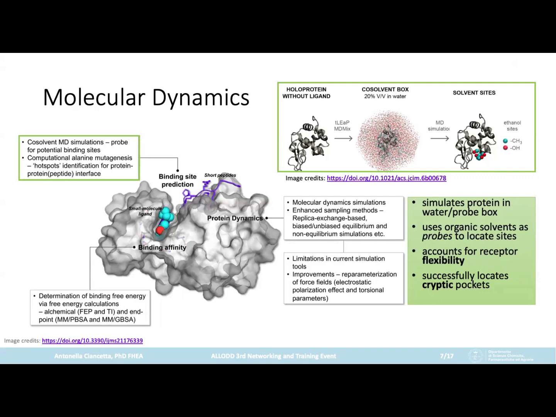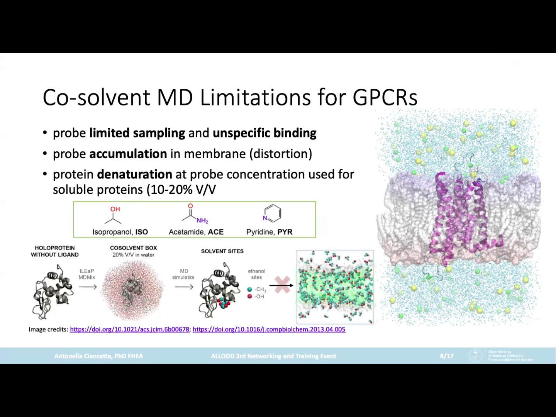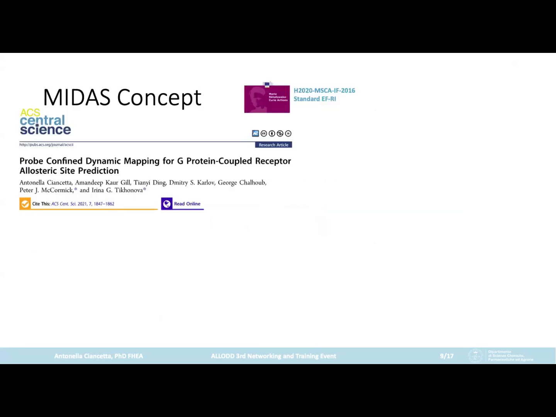Obviously, it would be helpful if we could use this technique straight away for membrane proteins. Unfortunately, this is not possible, because if you run cosolvent MD in a standard way, as you would for a soluble protein, the cosolvents will tend to accumulate in the membrane and the system will quickly become unstable. So the idea behind the tool I'm here to present today was to make cosolvent MD possible for membrane proteins, and in particular GPCRs.